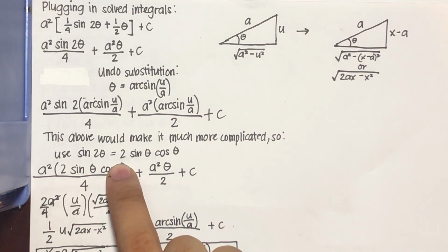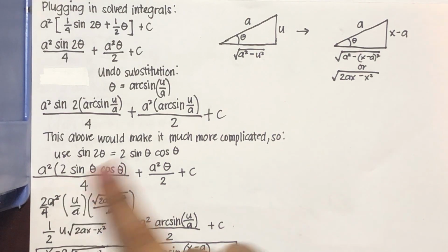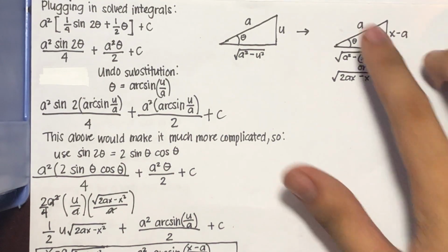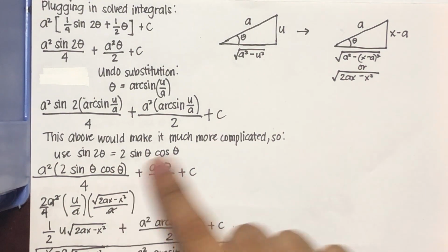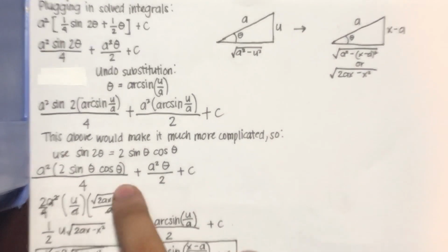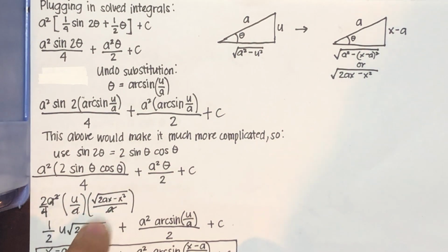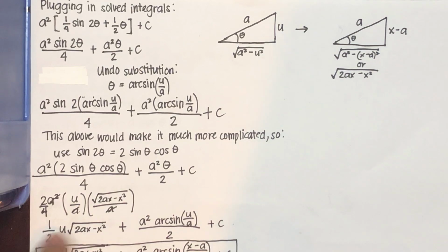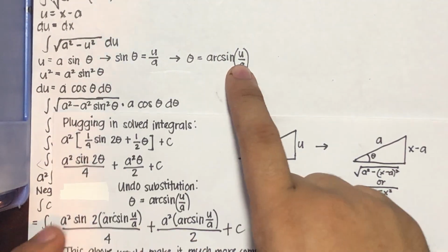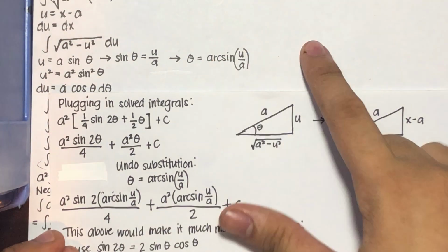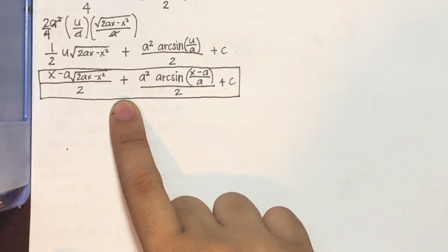So sine 2 theta would be 2 sine theta cos theta. That sine theta would be equal to opposite over hypotenuse, x minus a over a, or u over a. That would be this one. And cos theta would be adjacent over hypotenuse, so that would be this one. So if we just simplify this, cancel a squared, because there are two a's right here, and we have this. And also theta is arc sine u over a, or arc sine of x minus a over a. So we have this final answer right here.